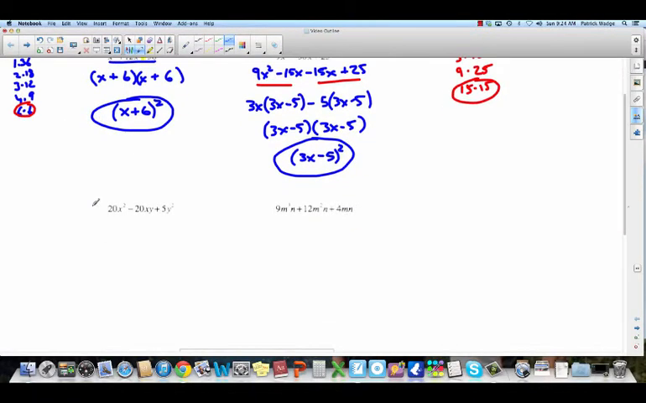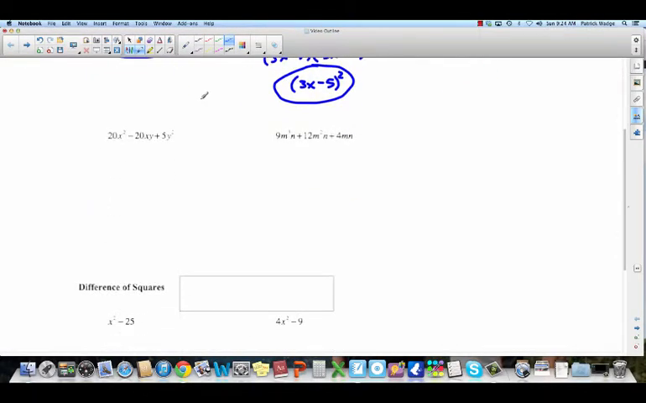Alright, next one. Before you start doing a bridge here for Bobby Bridge, what should you always do first? Look to see if there's a greatest common factor. And there is a greatest common factor in this question. The greatest common factor is 5. So we'll take out 5. Leaves us with 4x squared minus 4xy plus y squared.